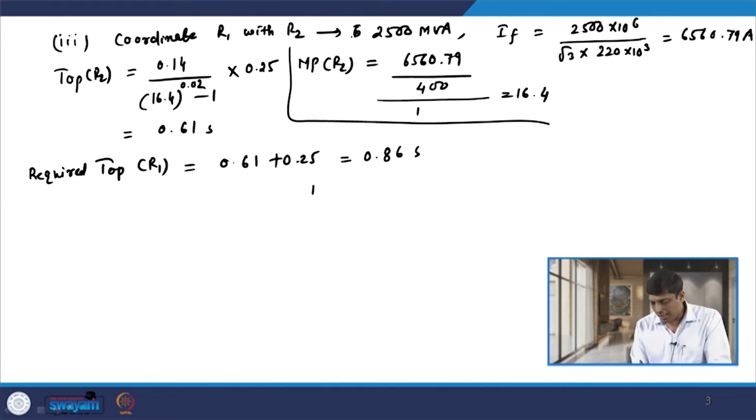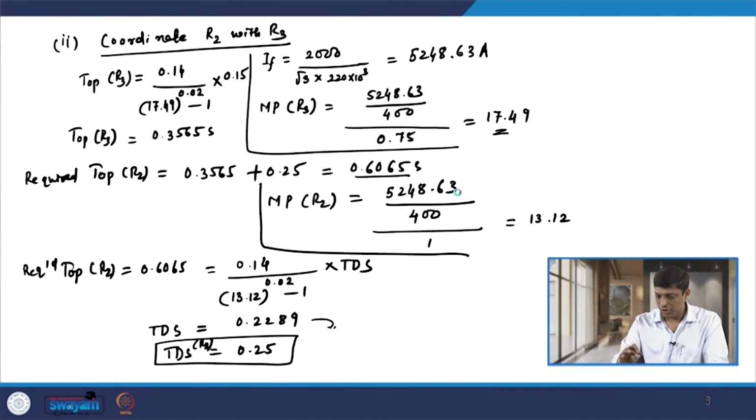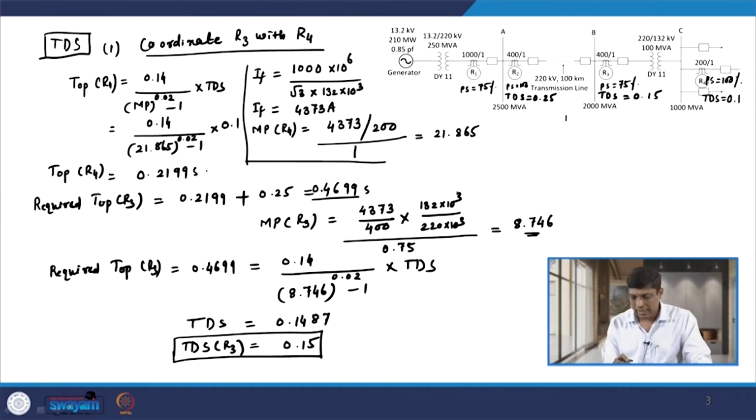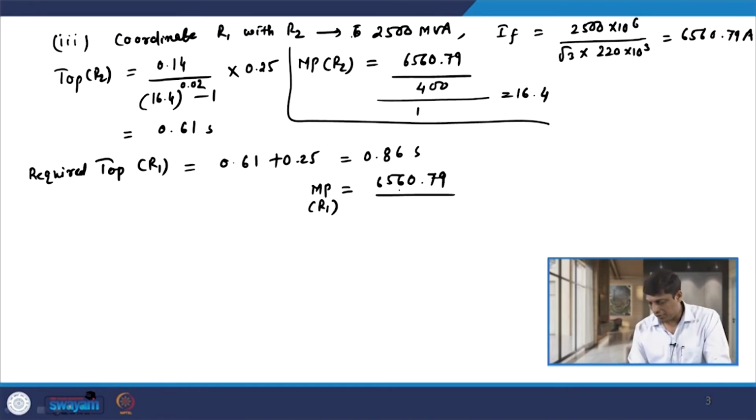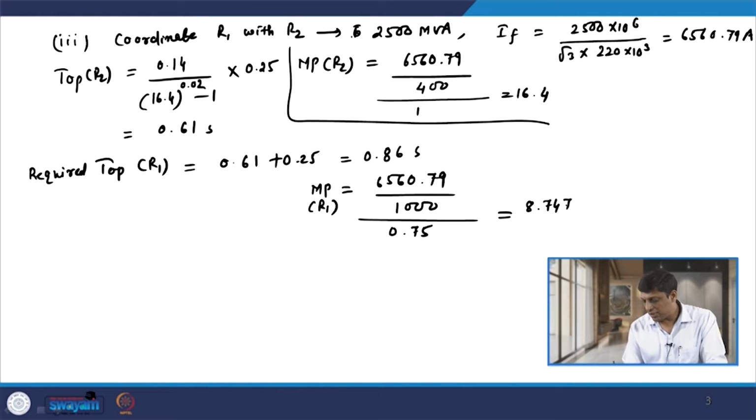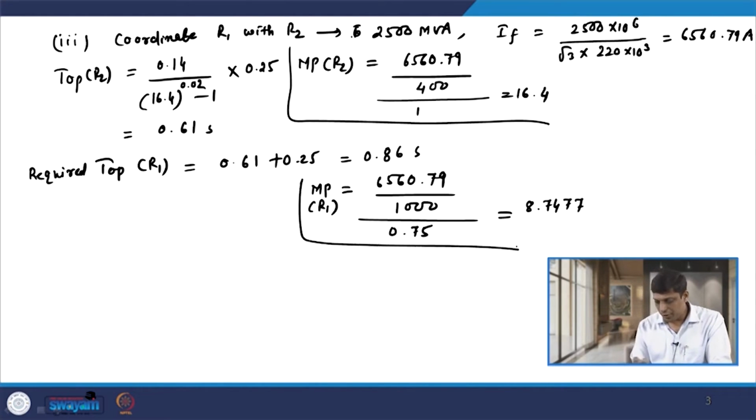For the same fault level, now let us calculate the multiple of pickup current for relay R1. That is equal to 6560.79 divided by the CT ratio of relay R1, that is 1000, and its plug setting is 0.75. So, this is 1000 divided by 0.75. If we solve this, that comes out to be 8.7477.